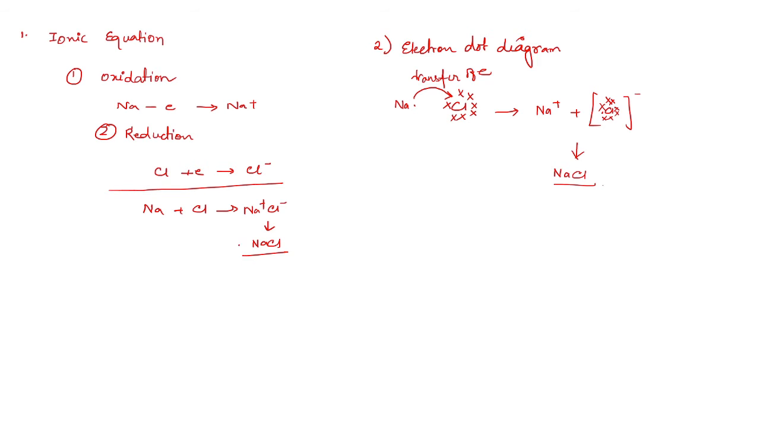The third method of representation is the atomic structural diagram. This is the orbital diagram one.